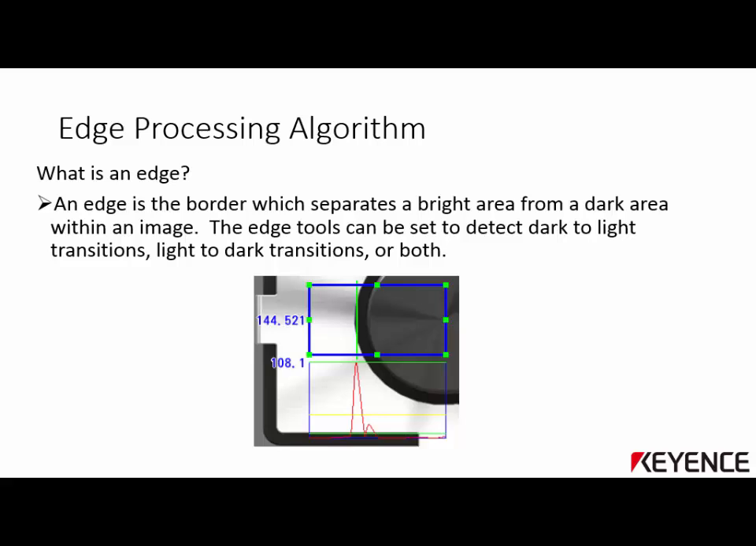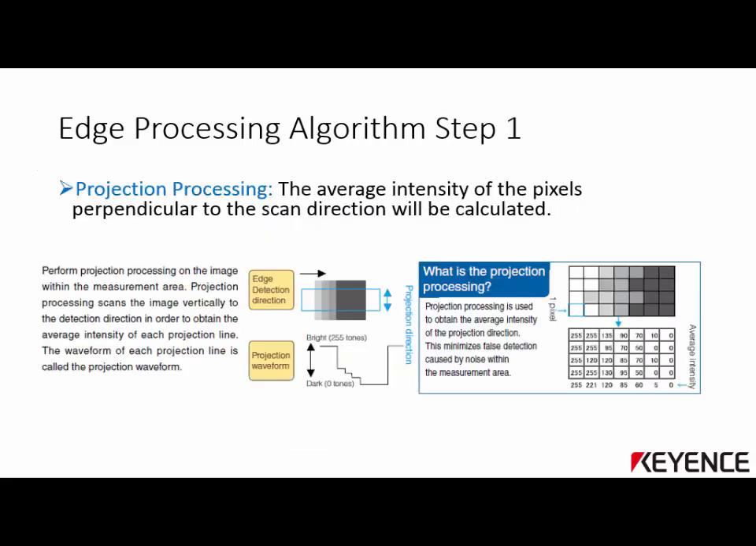In machine vision, an edge is a border that separates a bright area from a dark area on the image. The edge tool is going to be set to detect dark to light transitions, light to dark transitions, or both. The first step in the edge detection process is called projection processing. Basically, the tool will calculate the average intensity of the pixels perpendicular to the set scan direction. In this picture, the scan direction is left to right, so the pixels in the vertical columns will be averaged inside the inspection region.